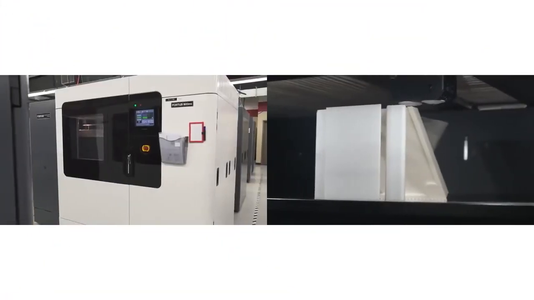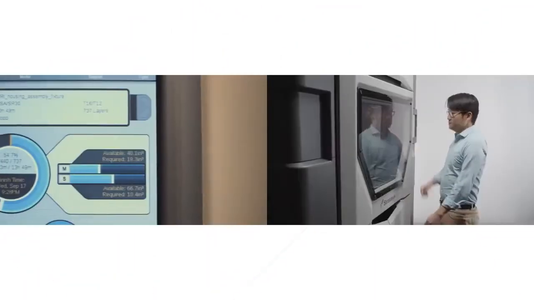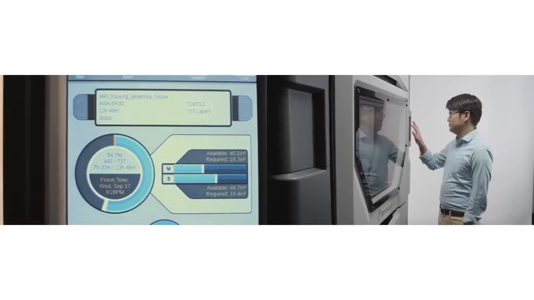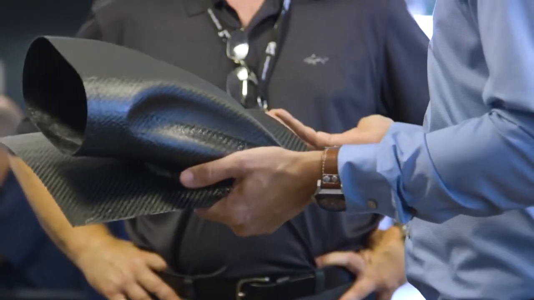Some of the advantages of partnering with Stratasys is that Stratasys has engineers that have worked in the aerospace industry. They know composite fabrication. They have a vested interest in the industry and the know-how to support that industry.